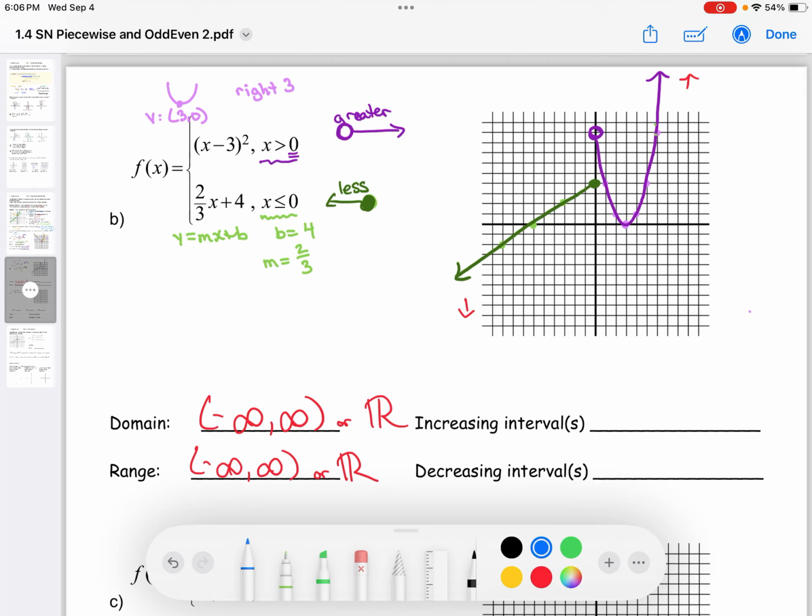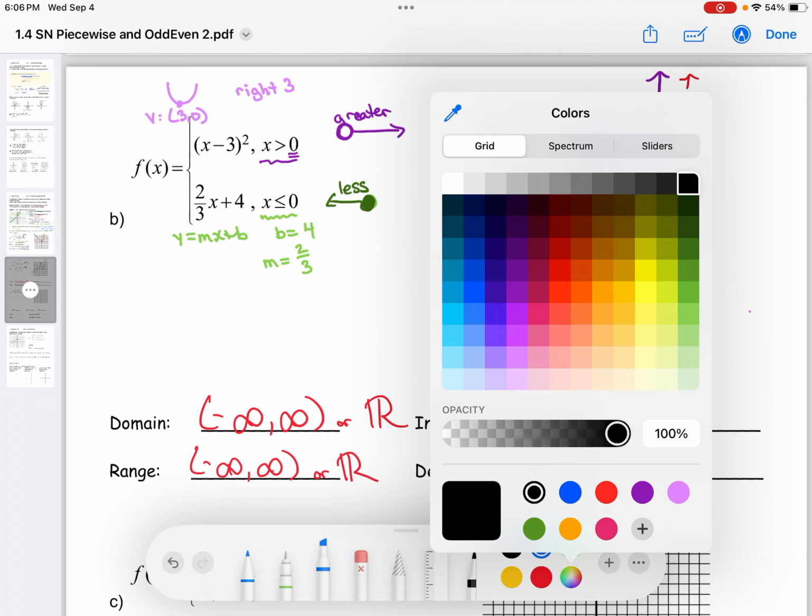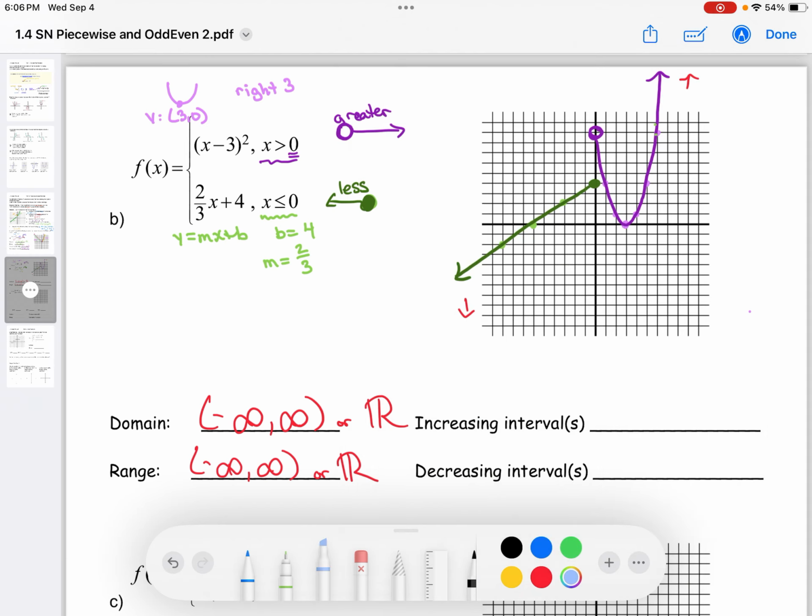Talking about increase, decrease, start on the left, look at what direction things are going. We start on the left of this graph, immediately starts going up. That section is an increase. That domain is negative infinity to 0, where that piece ends.